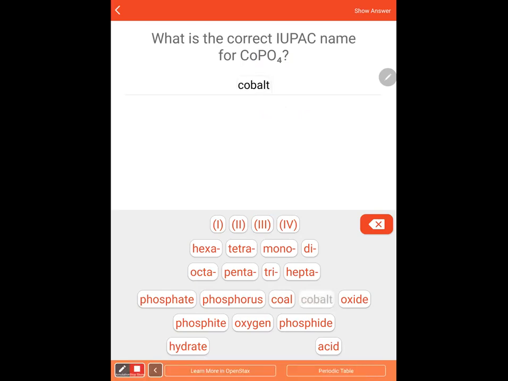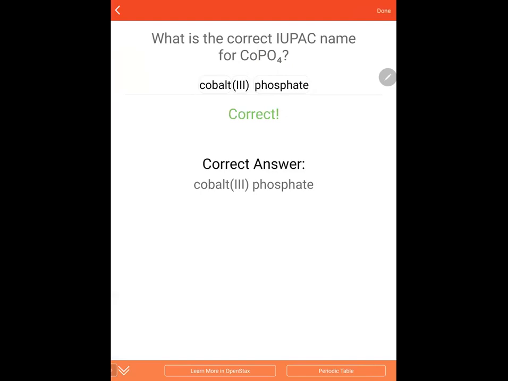So cobalt 3 phosphate. There we go. So don't forget those Roman numerals. They're only needed in those transition metals, not the first and second column or like an aluminum.